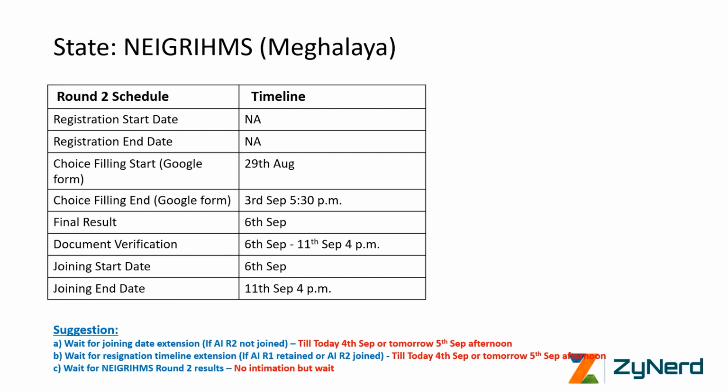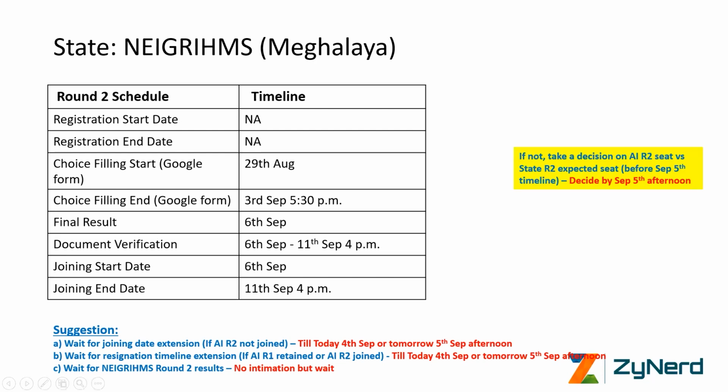But check with NEGRIMS on whether they'll remove candidates based on any MCC list, etc. MCC may not share the list, but still do a double check. Wait for the round 2 results and then take a call. In case none of these happen and you are not entirely sure and you have to take a decision between All India round 2 and state round 2 expected seat, with NEGRIMS, you know the list of candidates who are eligible and the seats that are available, so you will be able to make a pretty good decision, or see the worst case of what you will get if everybody participates. But talk to those candidates, try to connect, etc., and then take a call on All India round 2 seat versus state round 2 expected seat.